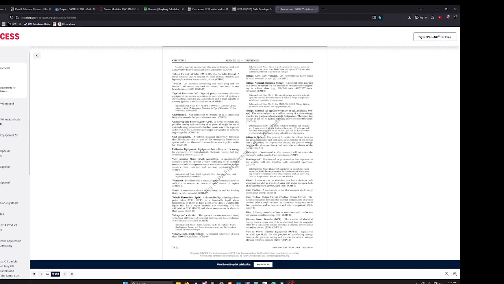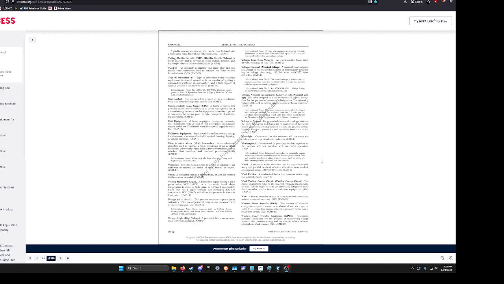Back over here, we have voltage to ground. For grounded circuits, the voltage between the given conductor and that point or conductor of the circuit that is grounded. For ungrounded circuits, the greatest voltage between the given conductor and any other conductor of the circuit.